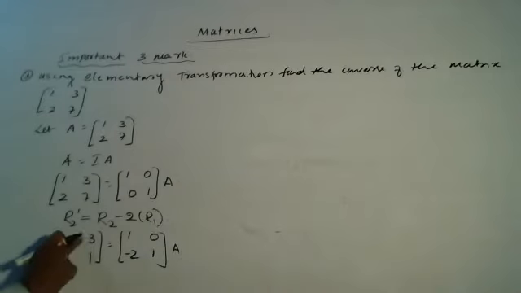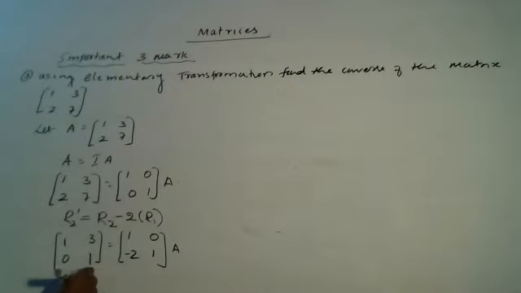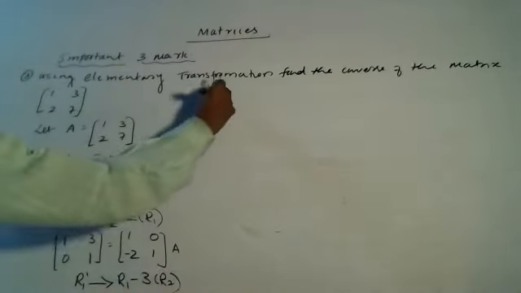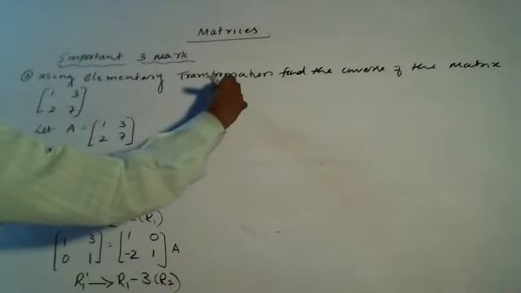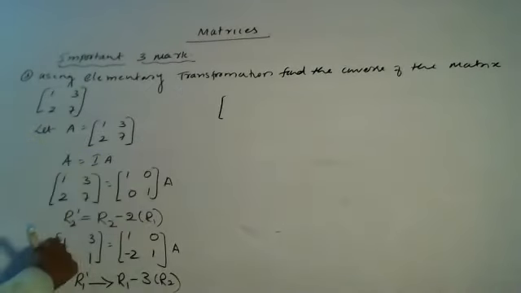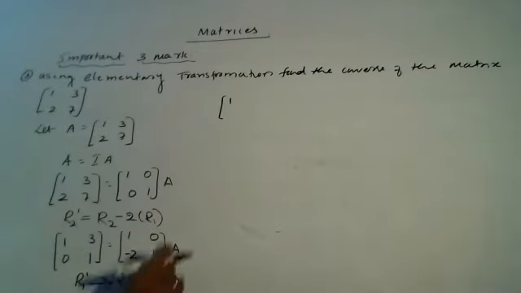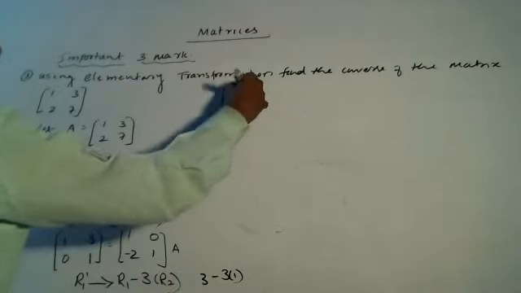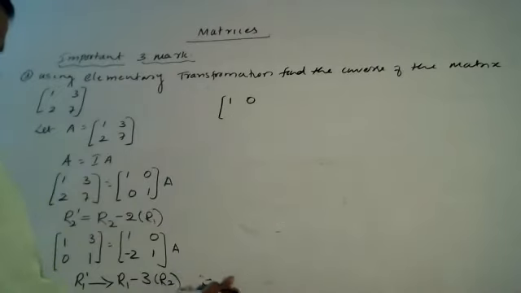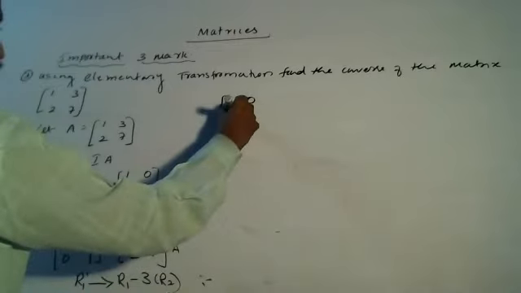Now here I want to make this as 0. So R1 dash changes to R1 minus 3 into R2. Please observe here, students. So 1 minus 3 into 0, 3 into 0 is 0, 1 minus 0 is 1 only. Next, 3 minus 3 into 1, 3 minus 3, 0. Next, this you keep as it is.